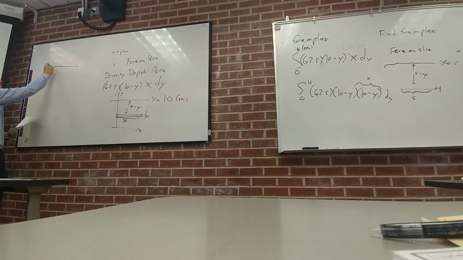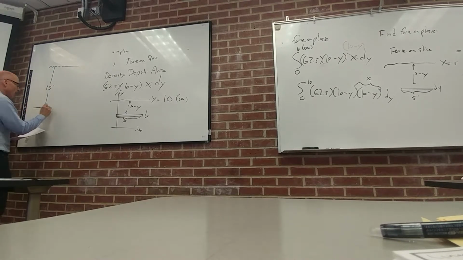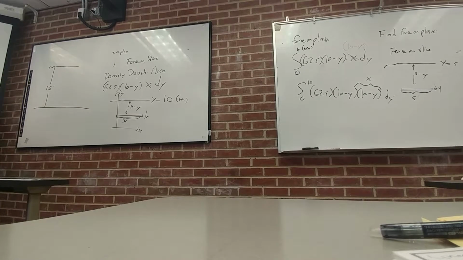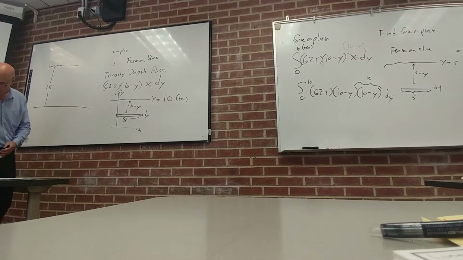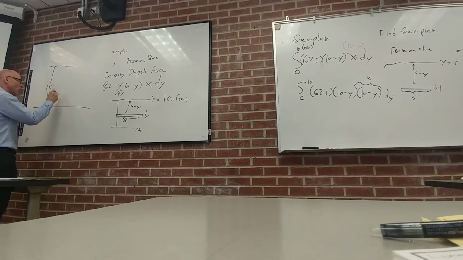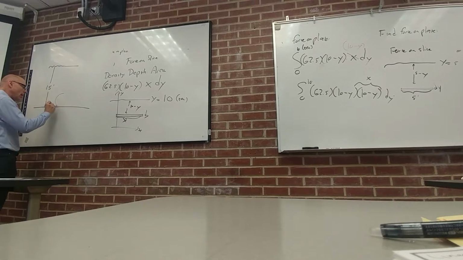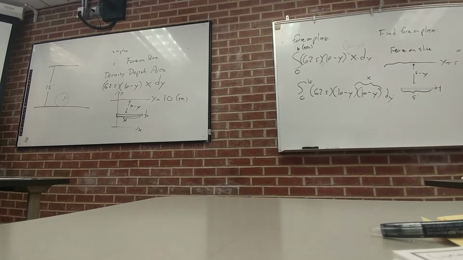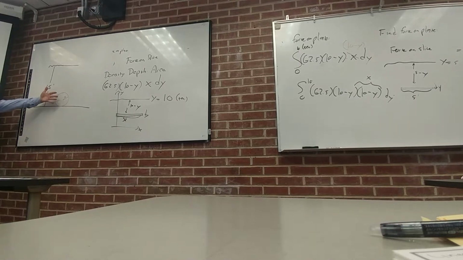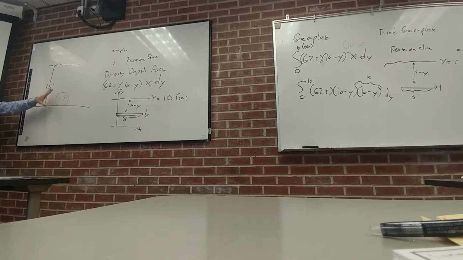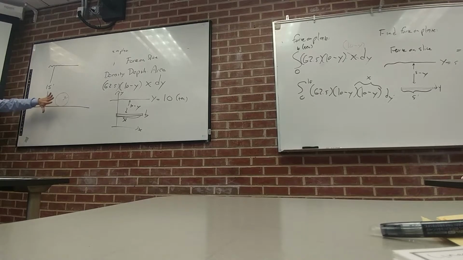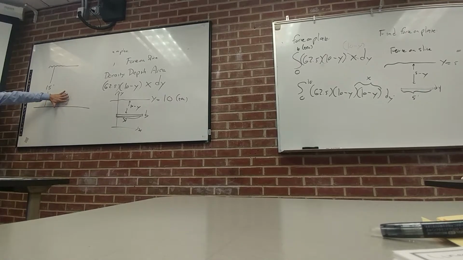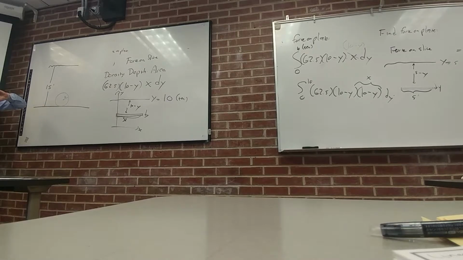Here's the water. And 15 feet under the water is the floor. It's somewhere out in the bay. And then I have a circle of radius 2 feet that's standing up here. So I've got a little submarine up there. And I want to calculate the force on this plate.